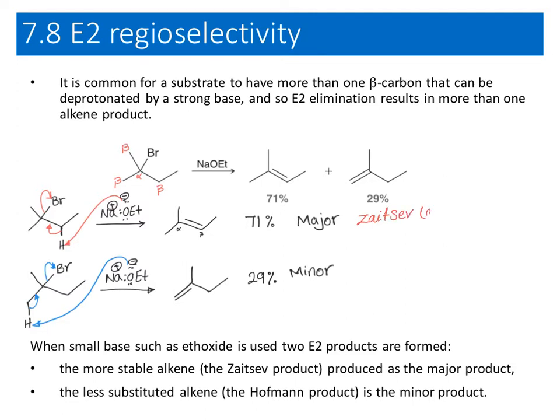So it is the more substituted product. And our minor product, which is the less substituted product, we call that Hofmann product. So it is less substituted.